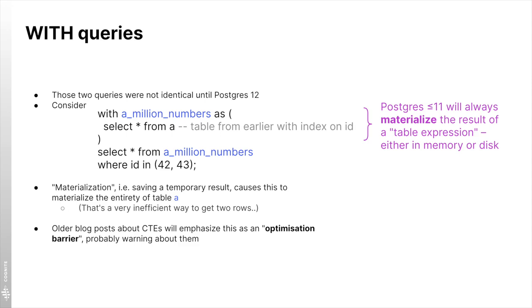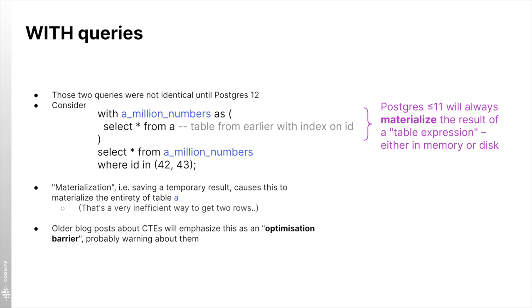Up until Postgres 11, the plans would not have been the same, because up until 11, Postgres would always materialize the result of a table expression, either to memory or disk, and not support inlining later filters. So in this example, we have the table we defined earlier with a million numbers in them, and with Postgres 11, if we did this query, Postgres would first materialize a million numbers as the entire output of A, and then do a select with a filter on just two records afterwards. This is clearly a very inefficient way to get two rows out of a table, whereas Postgres 12 will inline, like push through the filter into the inner table expression.